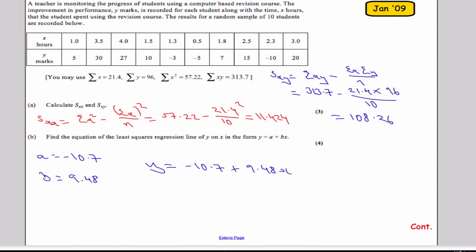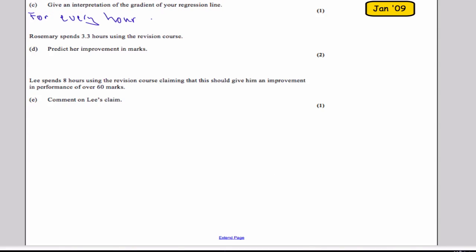Time spent on the revision course, for every hour on the revision course produced around 9.5 extra marks.